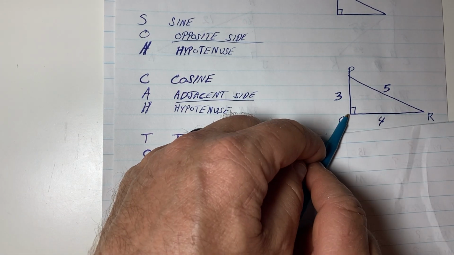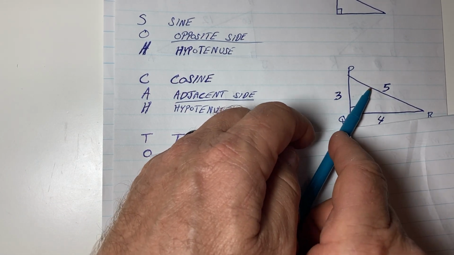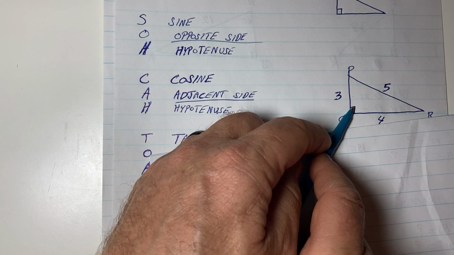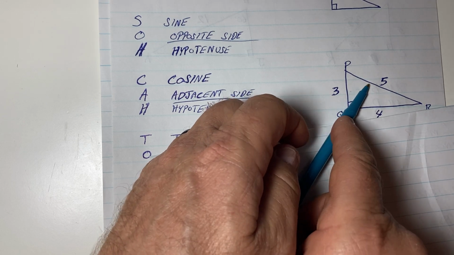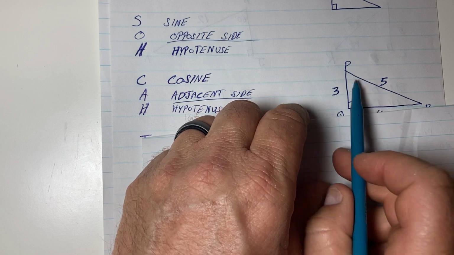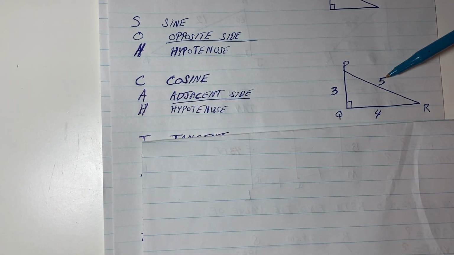The side opposite the 90 degrees is always going to be the hypotenuse. It's always the longest side. This has to be the longest side in a right triangle. So that's the longest side.